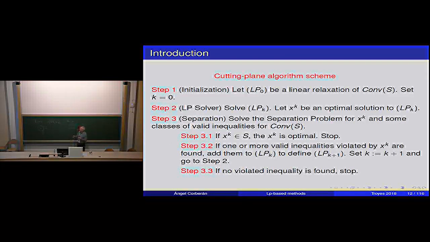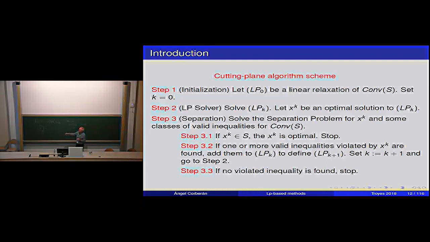So a basic cutting plane algorithm scheme would be something like that. Consider an initial linear relaxation of our convex hull, and then solve it. Let x^k be its optimal solution, and then solve the separation problem for this optimal solution of the linear program and some classes of valid inequalities, the families of valid inequalities we know for our problem.